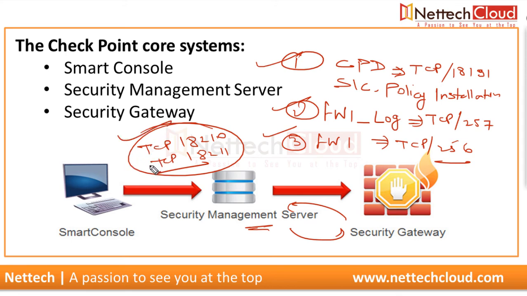18210 is the internal certificate authority, CA pull certificate, right, between the gateway and the management server. And the next one is 18211. 18211 is the firewall ICA push, in fact, Checkpoint internal CA push certificate. So they both are required, in fact, for this SIC establishment.